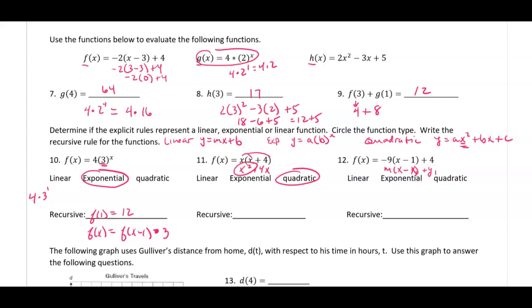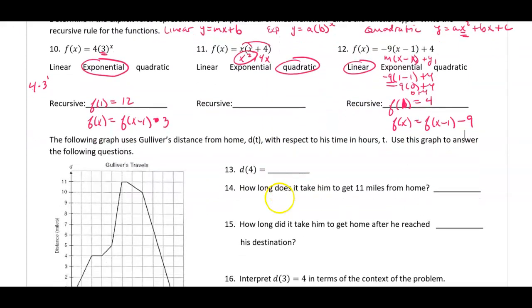Since you have a slope and an ordered pair and x is raised to the first, you know it's linear. So now my recursive here would be f of 0 equals, actually let's do f of 1. It doesn't matter which one you do. Negative 9 times 1 minus 1 plus 4 gives me negative 9 times 0 plus 4, which gives you 0 plus 4, which is 4. And therefore, f of x equals my previous term. Since my slope or rate of change is minus 9, it's minus 9. Okay.